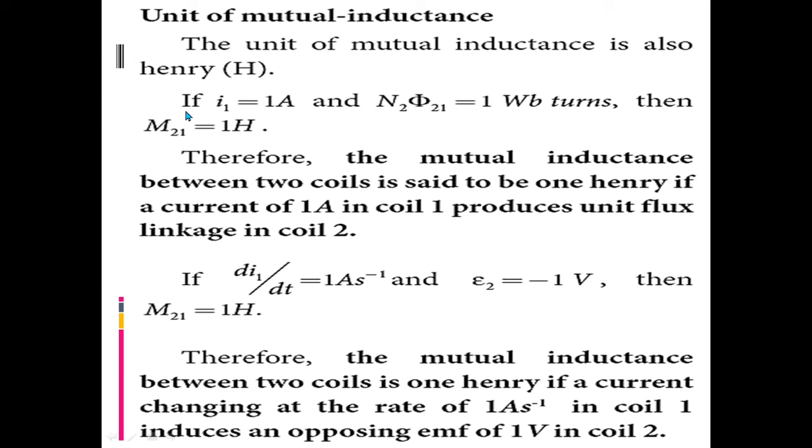If I1 is equal to 1 ampere and N2 phi 21 is equal to 1 Weber turns, then mutual inductance M21 is equal to 1 Henry. Therefore, the mutual inductance between two coils is said to be 1 Henry. So this is the definition of 1 Henry. The mutual inductance between two coils is said to be 1 Henry if a current of 1 ampere in coil number 1 produces unit flux linkage in coil 2.